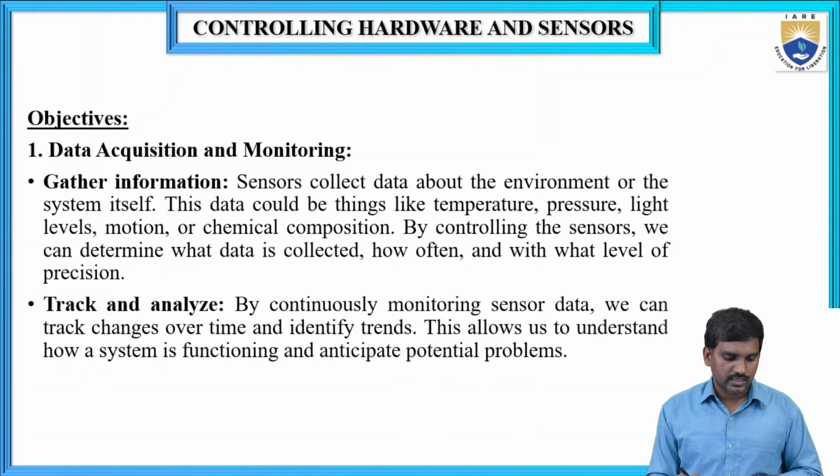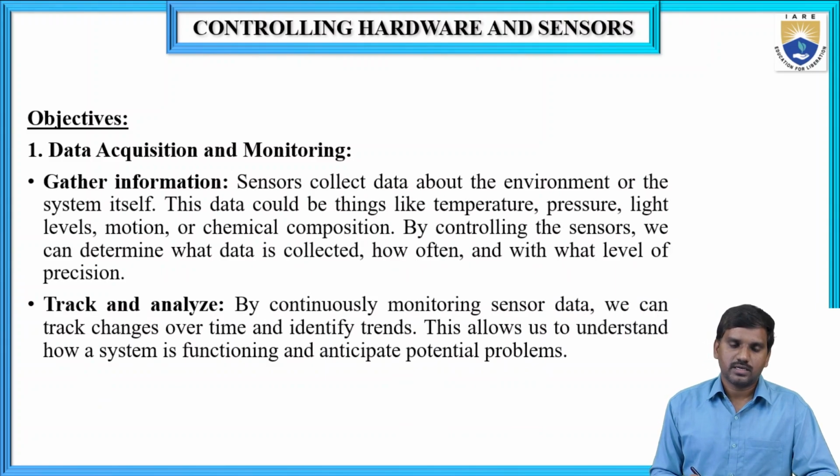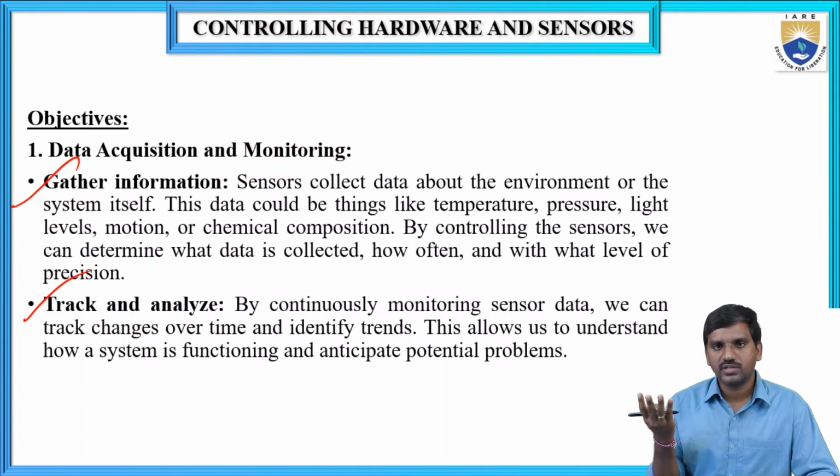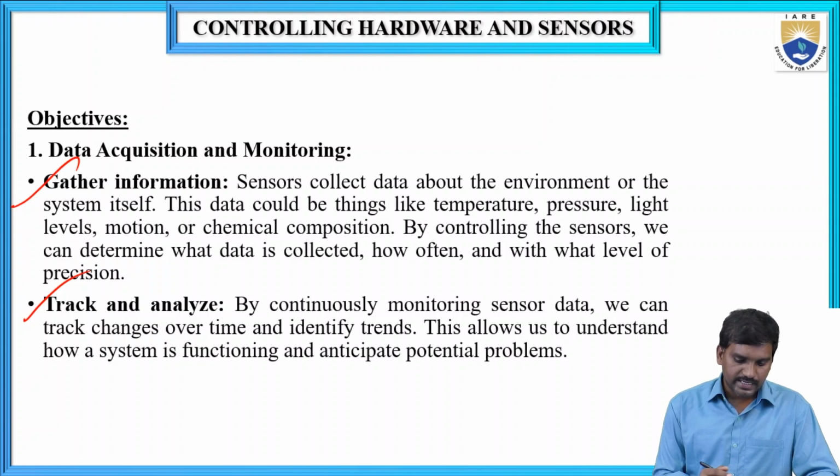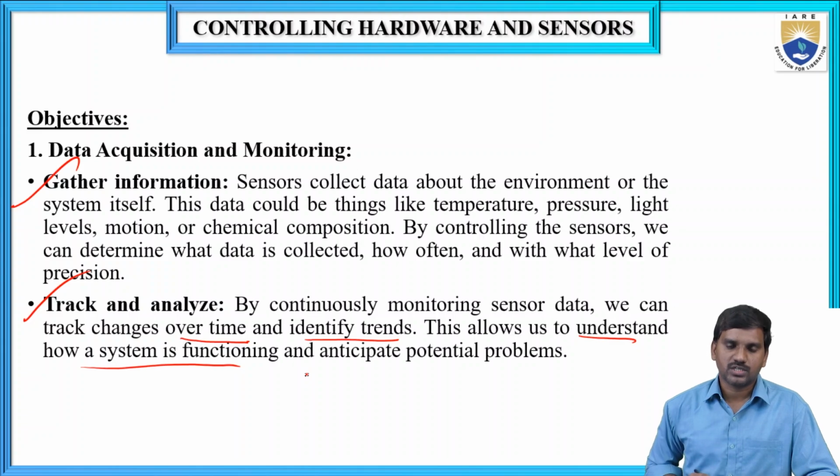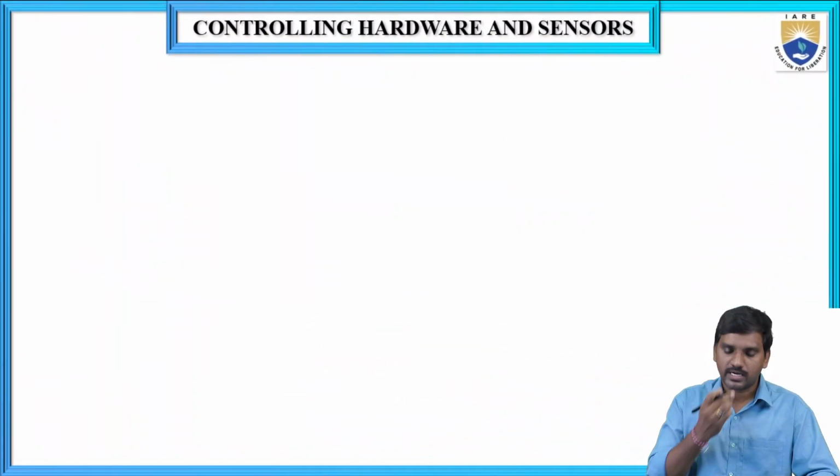Next, objectives: data acquisition and monitoring systems, gathering information, and tracking and analyzing. Gathering information is the main agenda of IoT, collecting information from different sources. After gathering, it can analyze and process the data to the required destination. By continuously monitoring data, we can track changes over time and identify trends. This allows us to understand how a system is functioning and anticipate potential problems. So we have two objectives under data acquisition and monitoring.